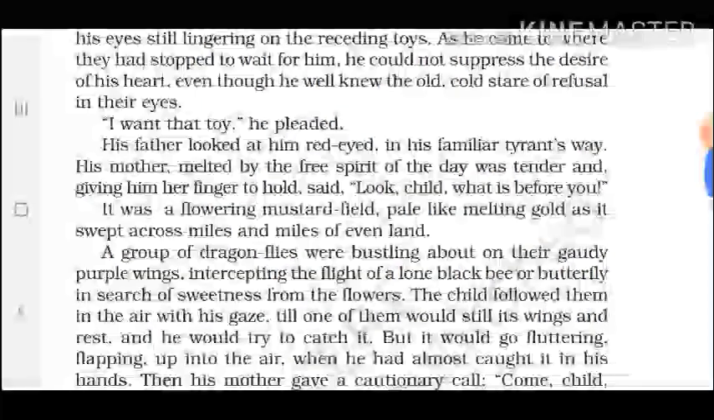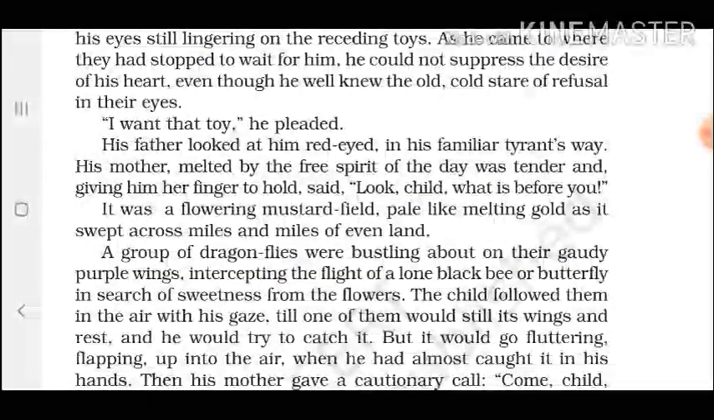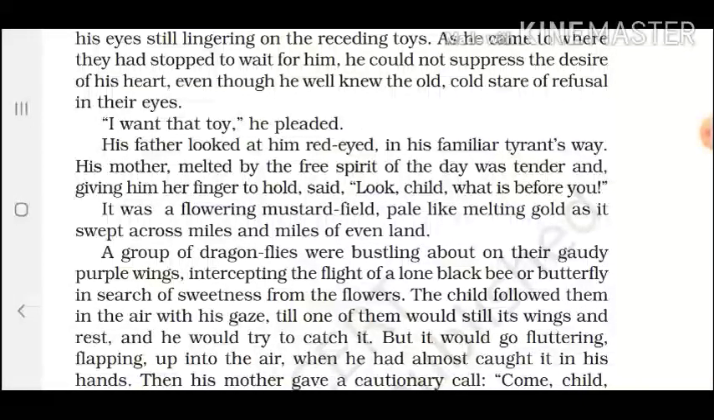It was a flowering mustard field, pale like melting gold, as it swept across miles and miles of even land. So, when the mother of the child told him, "See what is before you," the boy saw it was a flowering mustard field. It means it was a field of mustard plants, and pale means yellow like melting gold, as it swept across miles and miles of even land.